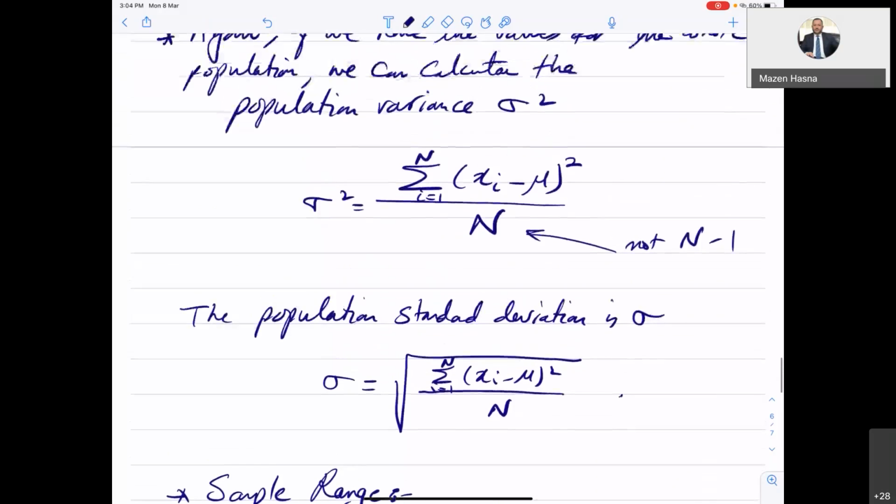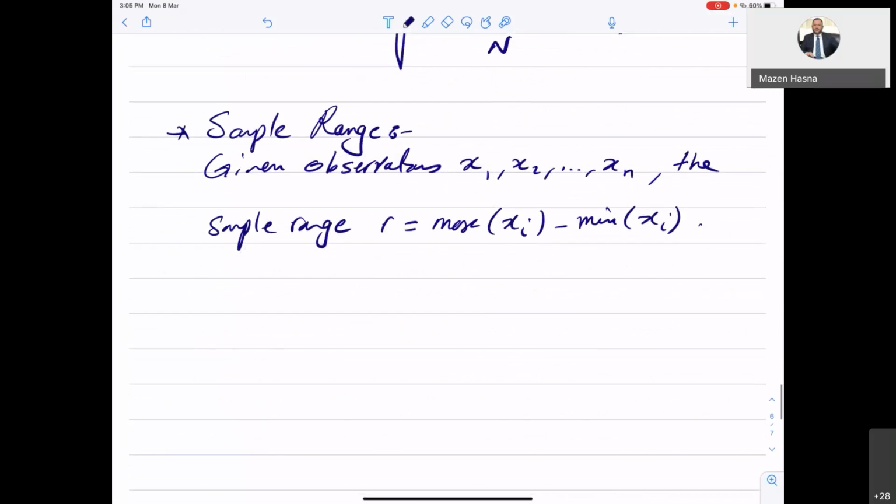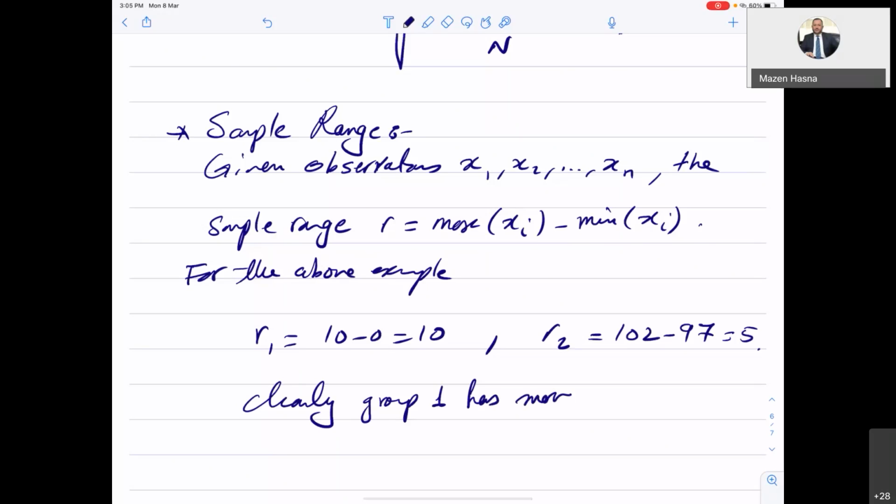Here, as you can see, for those two examples, what's the range? For the right one, the range is 102 minus 97, which is 5. While the one on the left, the range is 10 minus 0, which is 10. As you can see, the one on the left has higher range because it's spread more than the one on the right. So for the above example, R1 equals 10 minus 0 equals 10. R2 is 102 minus 97, which is 5. So clearly, group 1 has more spread. Okay.